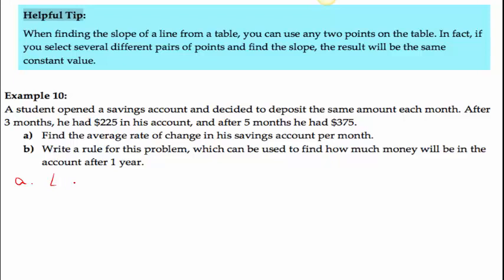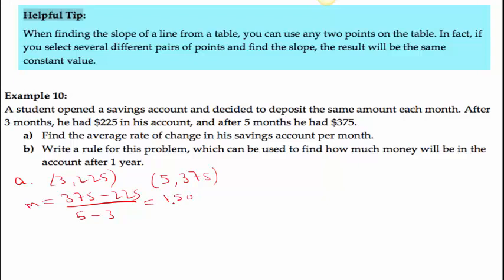So what you're going to do is you're going to turn 3 months, $225 into 3, 225, and you're going to turn 5 months, $375 into 5, 375, and then you're going to find the slope here, which is just going to be the change in the Y over the change in the X, and then this is going to be 150 over 2, but 150 over 2 is going to be 75. So what ends up happening in this case is, again, the Y was measured in dollars and the X was measured in months.